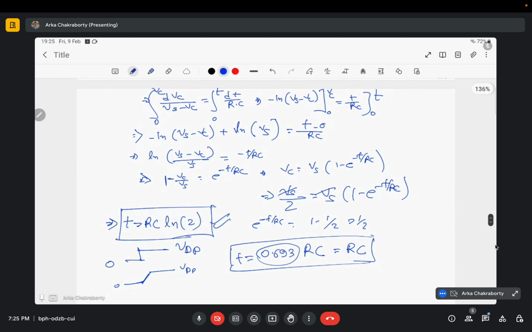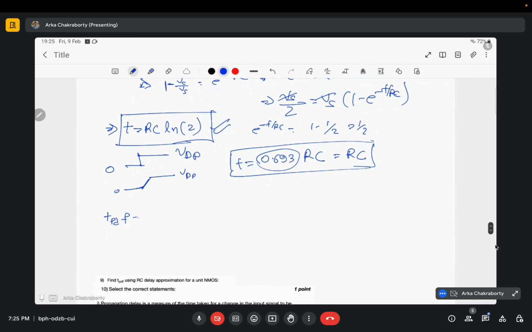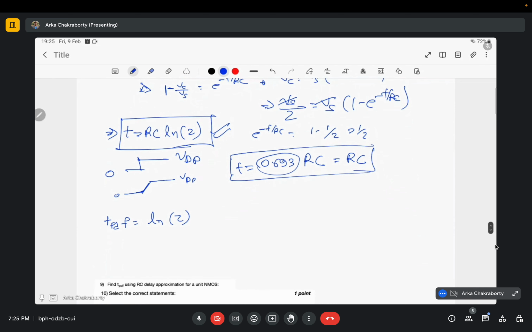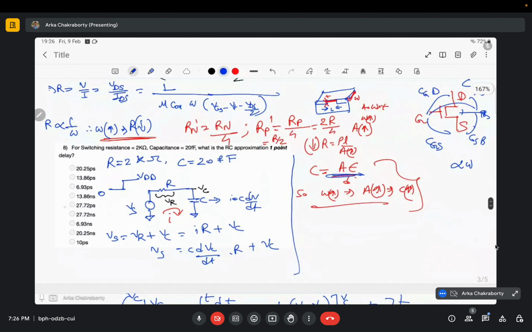So my tpdf would be equal to ln2 times R into C, that is 0.693. R is given as 2 kilo, C is given as 20 femto. Doing it, you will get the value as 27.72 picosecond. This one is the answer.